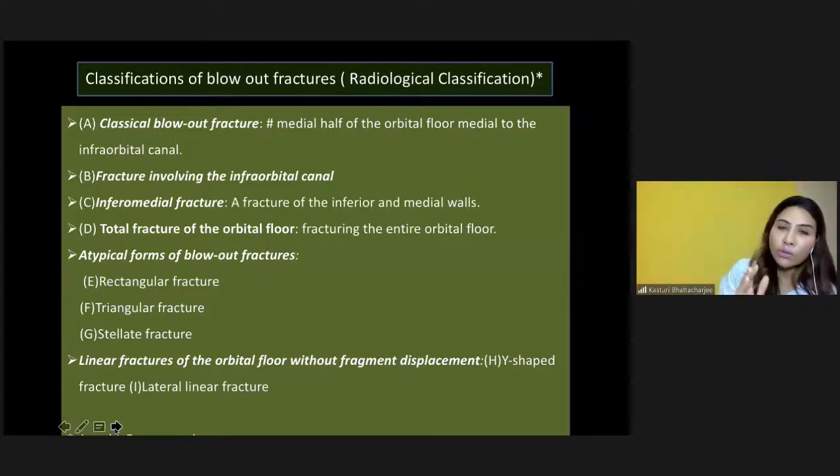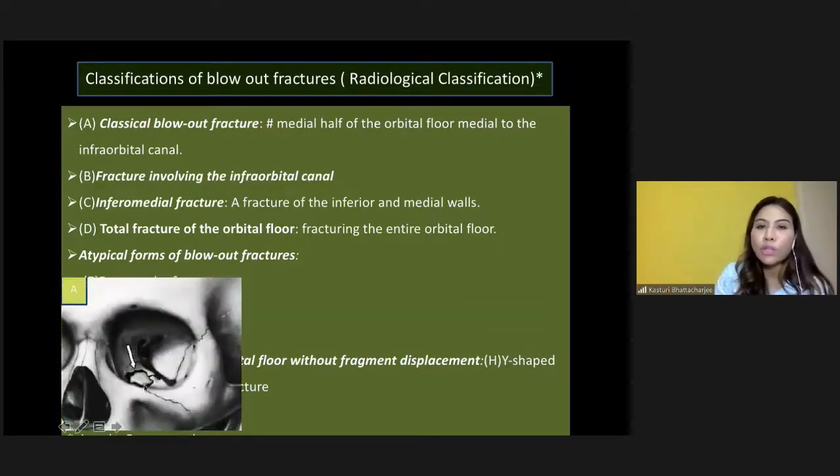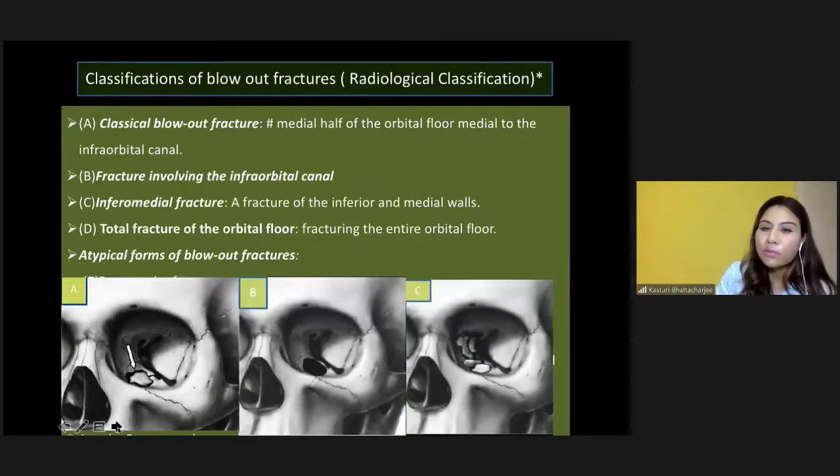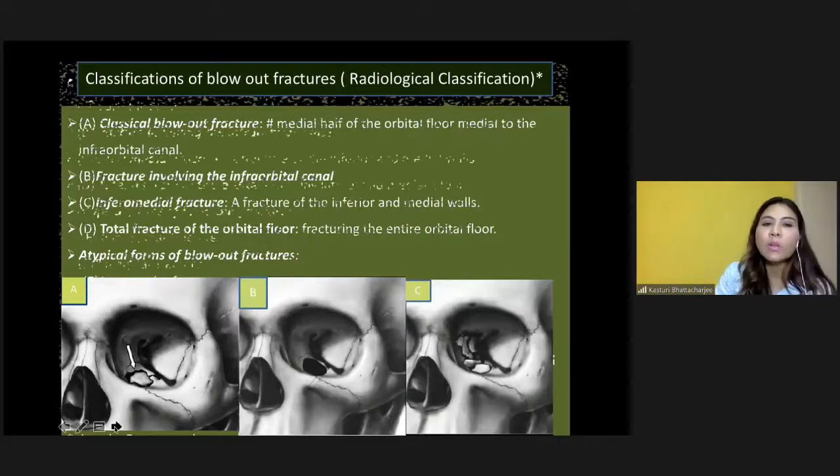Now we know the ophthalmological classification, that is blow-in, blow-out, pure, impure. We know the topographical classification, which I have seen. Now, how do the radiologists classify? Broadly, number one is the classical blowout fracture, which involves the medial half of the orbital floor, medial to the infraorbital canal. Then type B is a fracture involving the infraorbital canal, and type C is the inferior fracture, that is, a fracture of the inferior along with the medial wall of the orbit. And type D they call the total fracture.